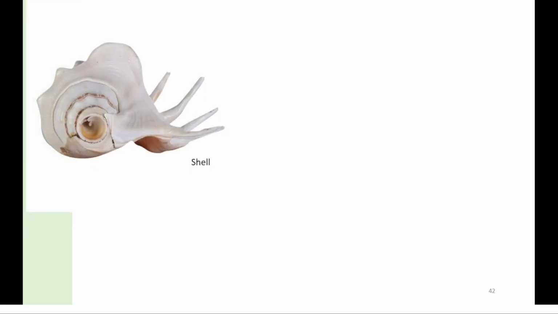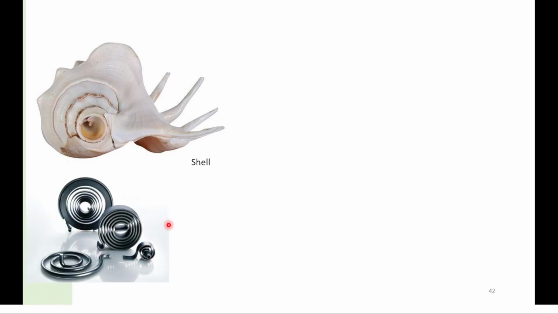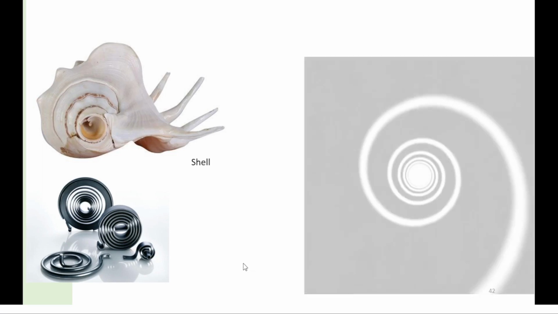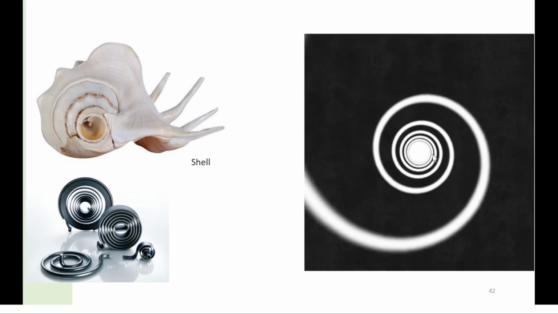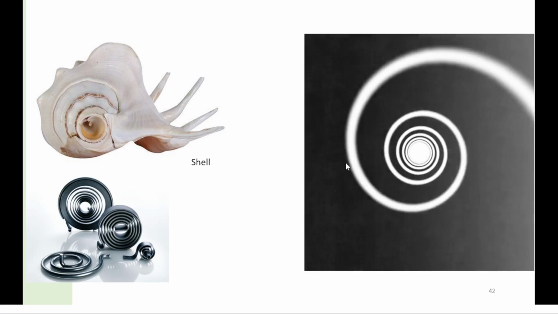Now we will see a spiral. These are some real life examples of a spiral. This is a shell. Starting from the center, we can say this is a curve traced out by a point moving from the center towards outside or towards inside. And these are again examples of a spiral. These are the spiral springs generally used in toys. This is how we can see the animation for a spiral.